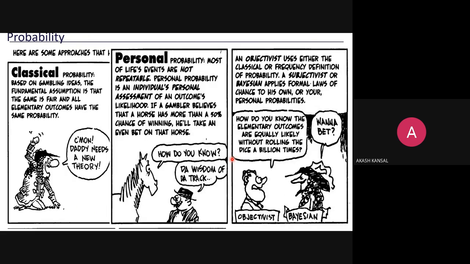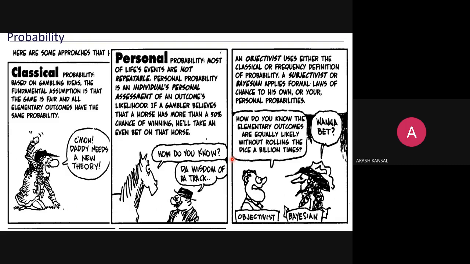The next thing is personal probability. Most of the life events are not repeatable. I would say most of the things that we drive in our personal lives are based on our personal probability. So it's actually our assessment of the outcome, based on what we have seen from the previous data or from the previous learnings, right?